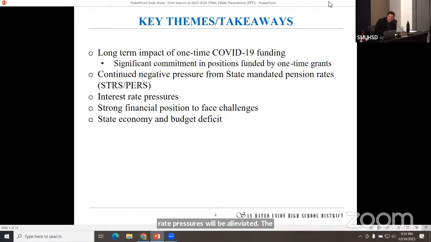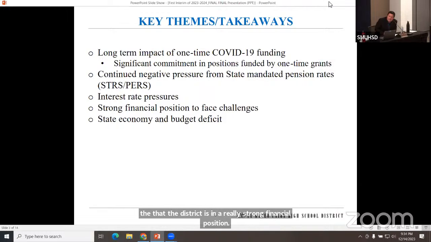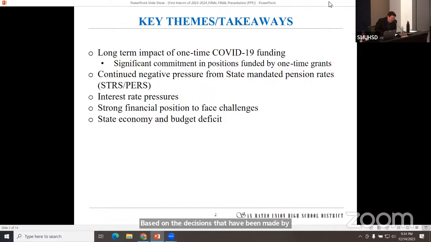The real reason we look at that for our district is for assessed value growth. Interest rates being higher can negatively put pressure on our assessed value growth. One thing to really note, and really I'm thankful for this board, is that the district is in a really strong financial position based on the decisions that have been made by this board over the past 15 years. So we are in a strong financial position to face the challenges that may lay ahead.